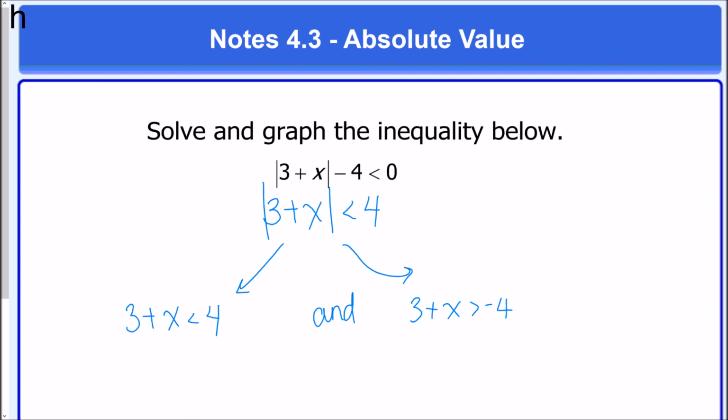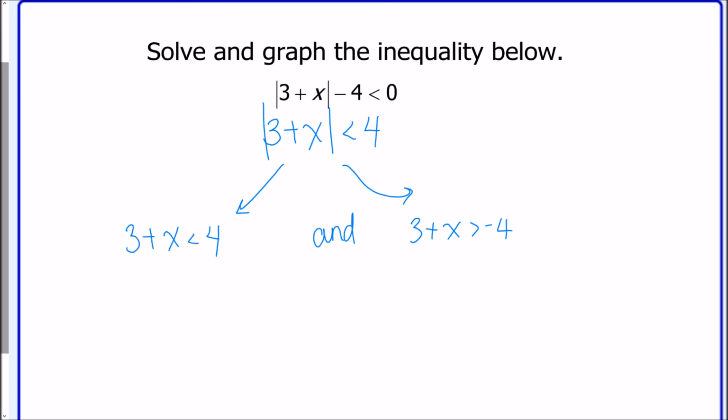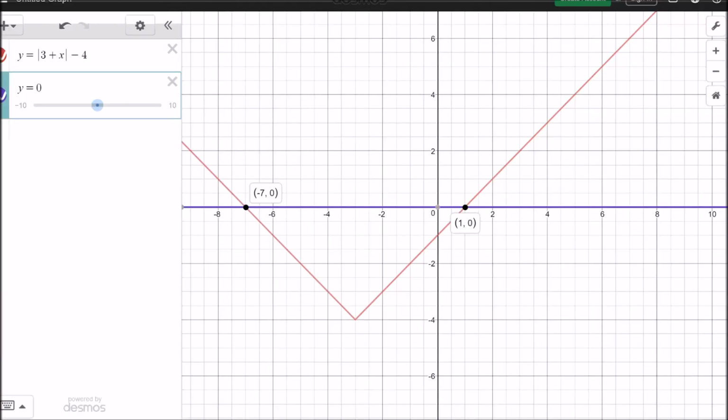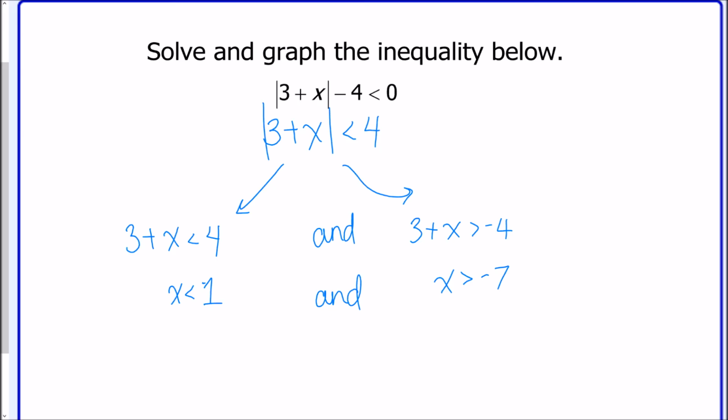Okay, so now that I've done that, I'm just going to solve each part. So here I end up getting x is less than 1, okay? And here I end up getting x is greater than -7. And it's true that x can be less than 1 and bigger than -7 at the same time. So if I were to look at this right here, our solution shows that it's anything between -7 and 1. So that means that my solution will be anything between -7 and +1.